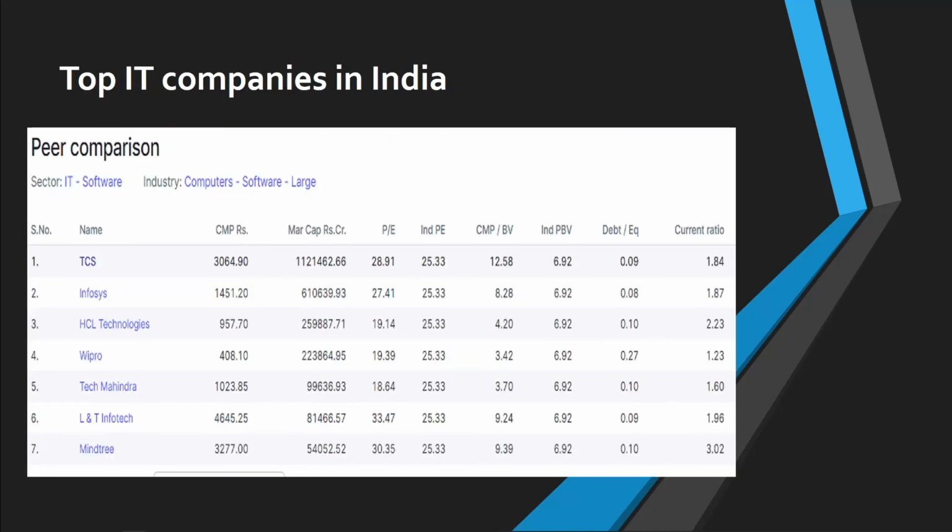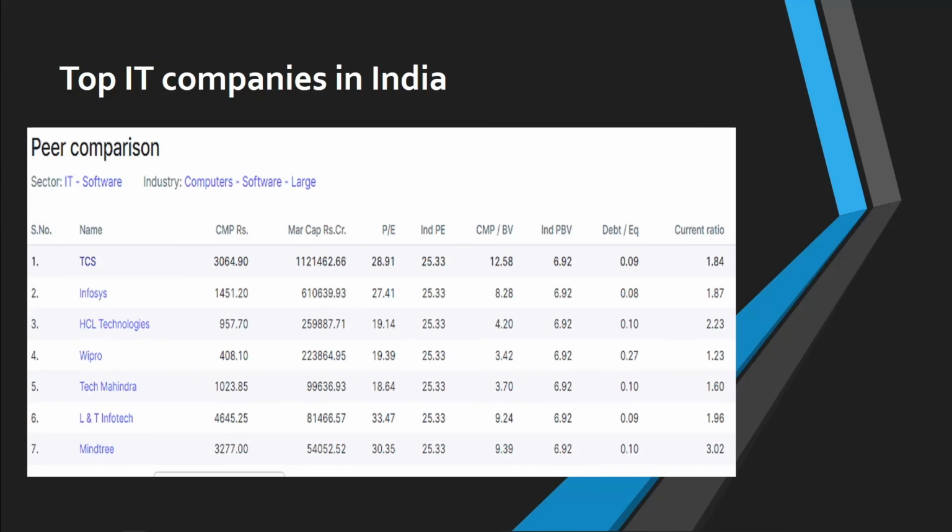In this slide, I have shown the top IT companies of India. We can see that TCS, being the leader, is trading at a higher PE ratio. It is relatively priced higher compared to the next 4 companies in PB ratio as well. Debt to equity is great for all the companies in the list. Similarly, current ratio is greater than 1 for every company. All these companies come under large caps, so a current ratio of 1 is more than enough.